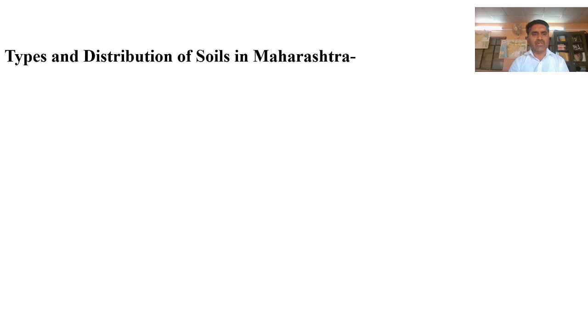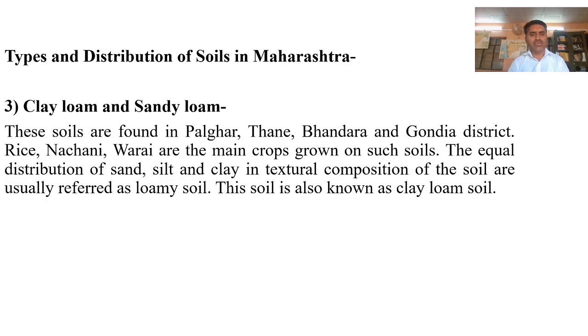So the next type is clay loam and sandy loam. These soils are found in Palghar, Thane, Bhandara and Gondia districts. There are patches of these soils, and these are rare in the distribution. Rice, nachni, varai are the main crops grown in such soils. The equal distribution of sand, silt and clay in the textural composition of the soil is usually referred to as loamy soil. This soil is also known as clay loam soil.